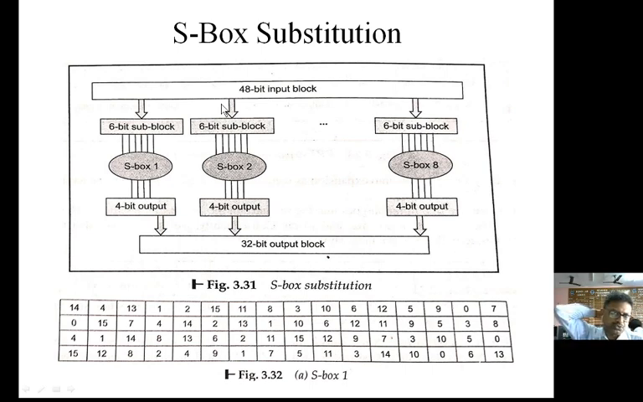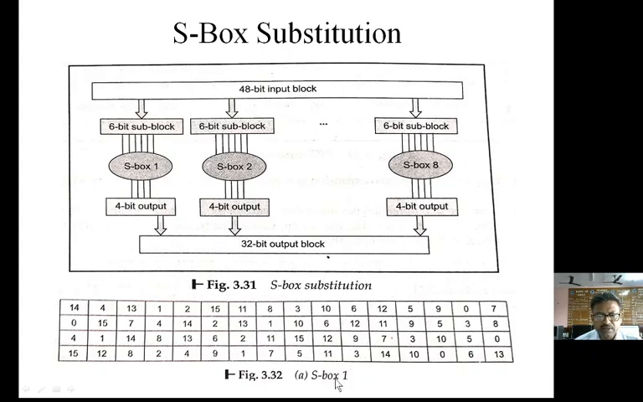Now how does this substitution box work? The 48-bit input to the substitution box is divided into 8 blocks. Each block is 6 bits in size, and each 6-bit block is converted into a 4-bit output by using an S-box. Since there are 8 such blocks, each of 6 bits, we apply an individual S-box for converting each 6-bit sub-block into a 4-bit output. And for each block we use a separate table.